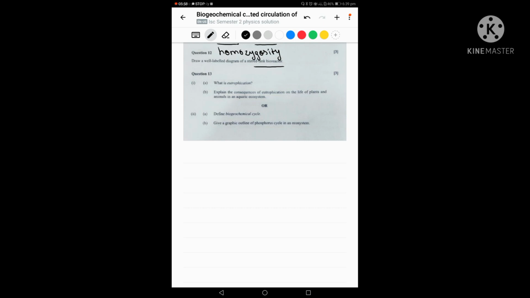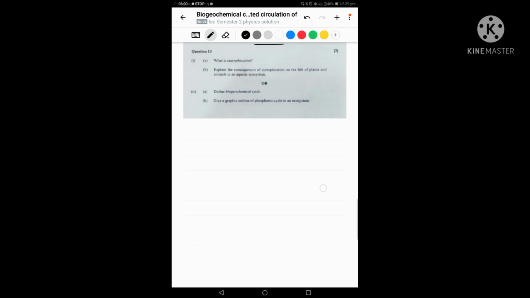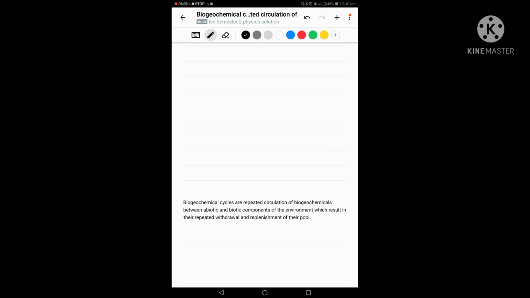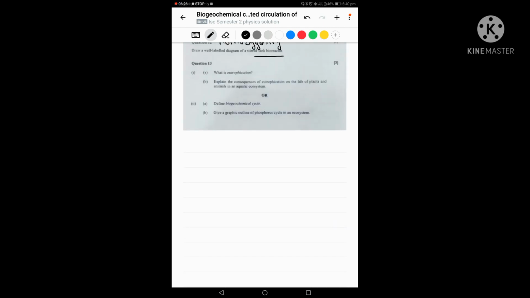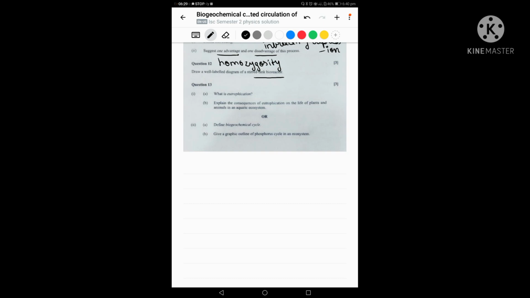Now comes the second part, define biogeochemical cycle. Here is the definition. Biogeochemical cycles are the repeated circulation of biogeochemicals between abiotic and biotic components of the environment, which results in their repeated withdrawal and replenishment of their pool. Now the graphical outline of the phosphorus cycle. You can check the phosphorus cycle diagram or the graphical outline in the book.